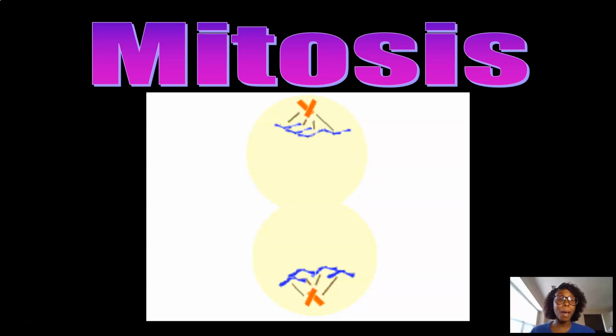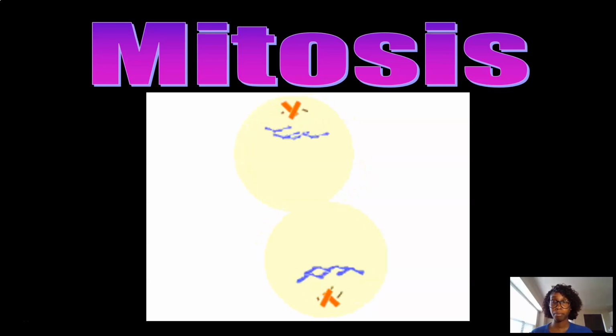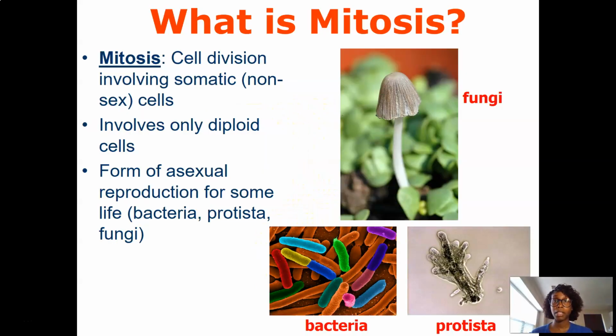Okay, we're going to learn about our next part of our module, which is mitosis. We're going to learn what happens at each stage. So we're just going to do an overview from when we had our last section. Mitosis is that cellular division involving our non-sex cells.